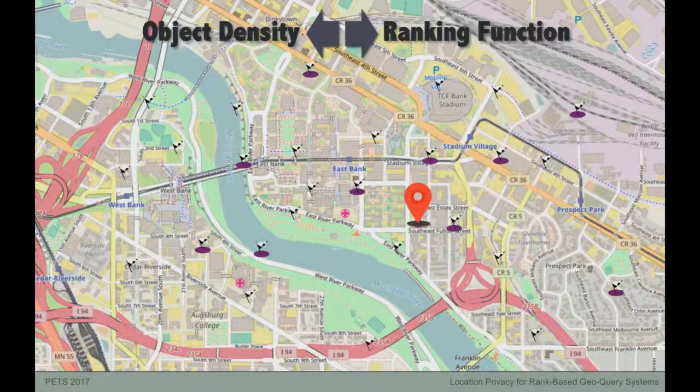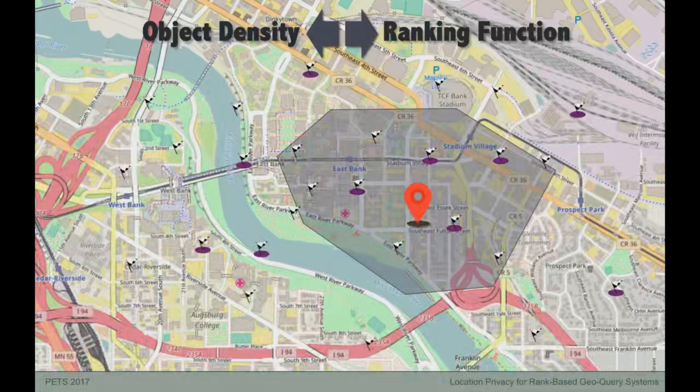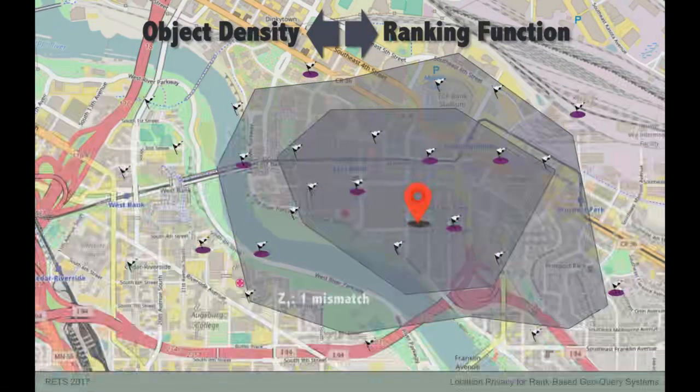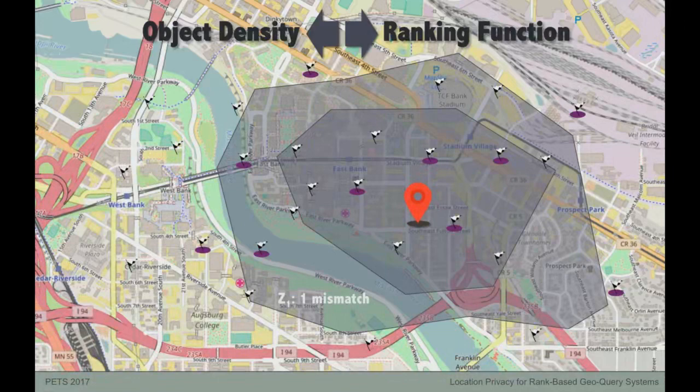So given that such ranking functions are in use, you can think of what we call zones centering around you. So for example, we could find a zone wherein if you move around, the result doesn't change at all. So you get the same result set. Then there could be an adjacent zone where if you go out into that zone, you still get to see most of the results that you would see in your actual location, but maybe one mismatch. So one of the points might be different now.